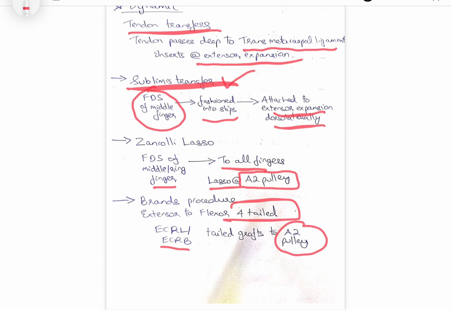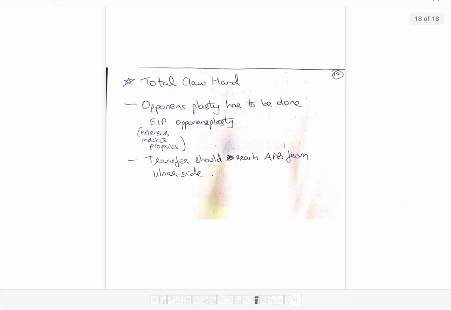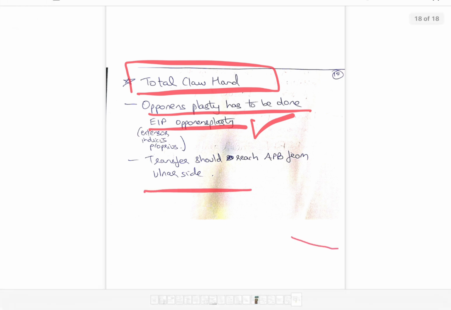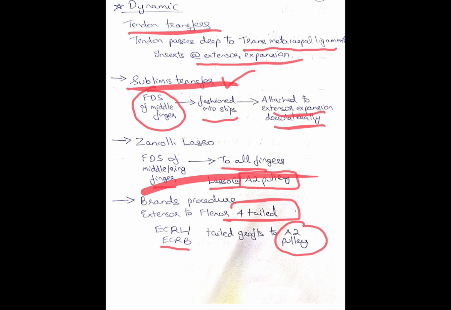Am I making sense? And additionally, whenever there is total claw hand, along with other procedures we discussed, the opponensplasty also has to be done. The EIP, extensor indicis proprius opponensplasty, is also done along with the routine procedures, and the transfer should reach the APB from the ulnar side.